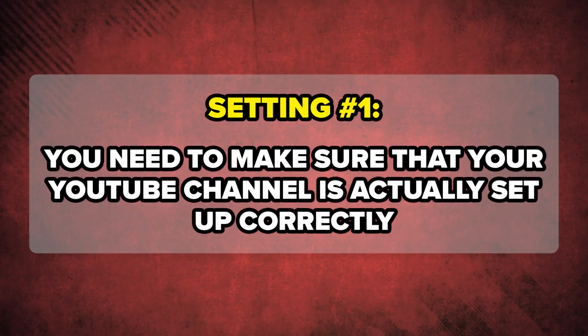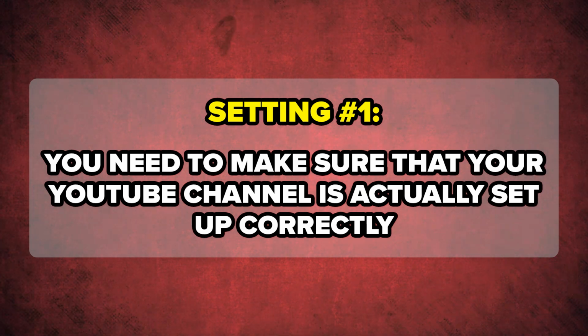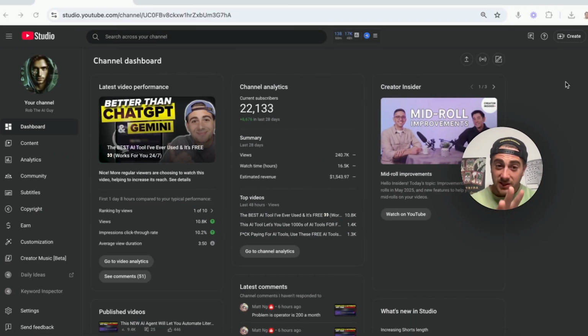Now, the first setting that you need to make sure is correctly enabled is that your YouTube channel is actually set up correctly, because if it wasn't set up correctly or it's set up incorrectly right now, it could be why YouTube isn't giving you views. Now, here's exactly what you need to do.